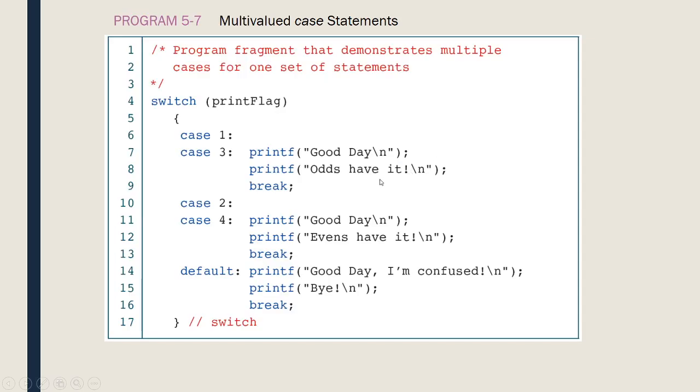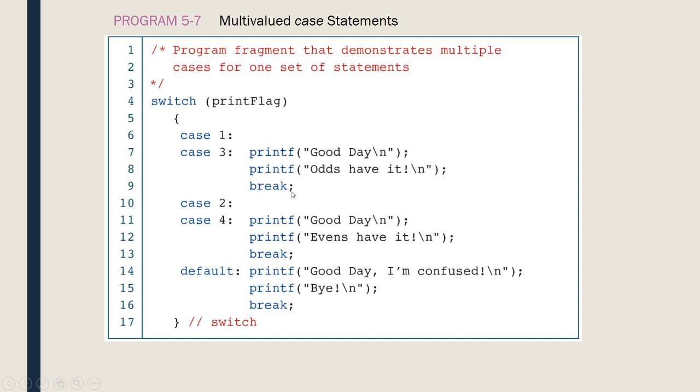Okay, so this figure shows the multi-valued case statement. This is a program fragment that demonstrates multiple cases for one set of statements. We have here the print flag value in which we have cases 1, 3, 2, 4. So case 1, there are no statements under case 1, and it's followed by case 3. The statements under case 3 print good day and odds have it.